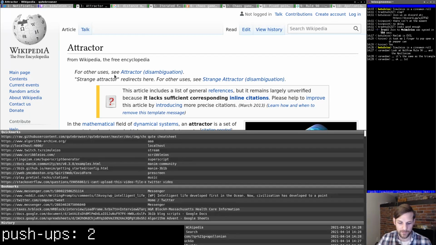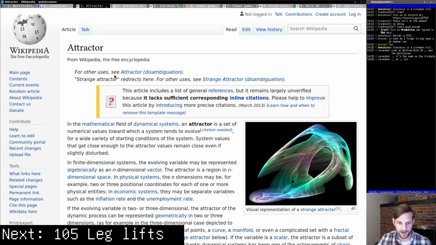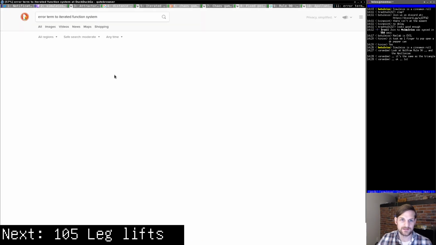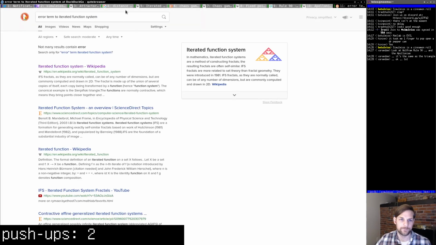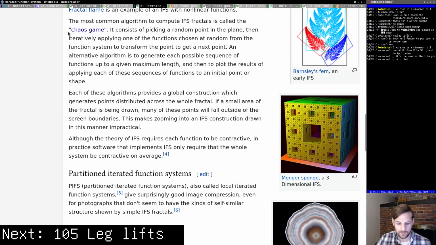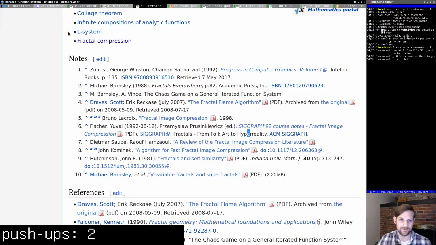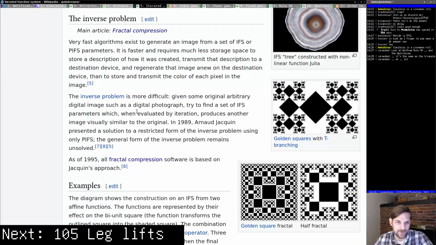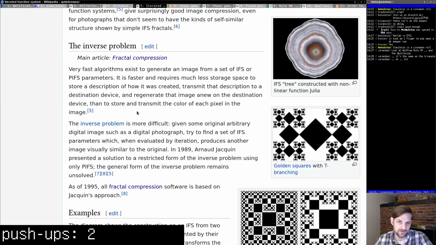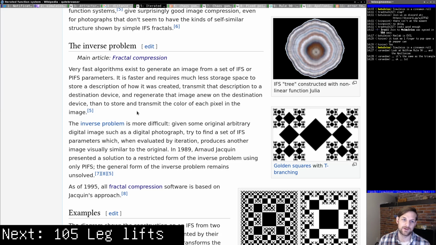So let me see if I can just Google error term to iterated function system. It might actually be in here. Let's see if we can just find errors in here. Error. No. It doesn't talk about error at all, which I guess is fine. Okay. The inverse problem: very fast algorithms exist to generate an image from a set of iterated function systems, or PIFS, which I don't remember what it stands for. It is faster and requires much less storage space to store a description of how it was created, transmit that description to a destination device, and regenerate that image anew on the destination device, than to store and transmit the color of each pixel on the image.